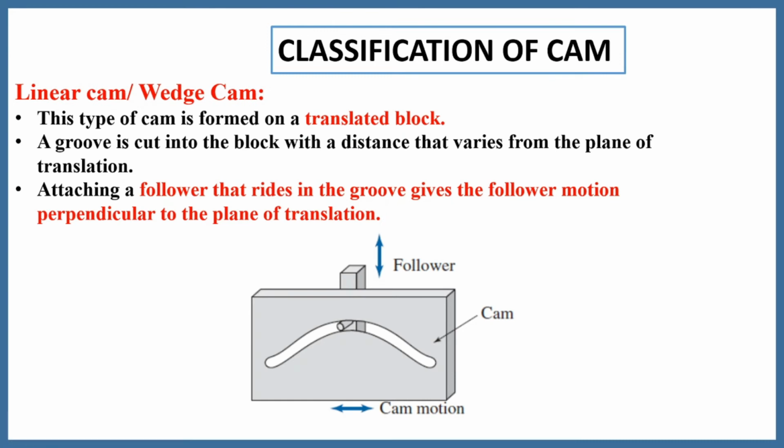Next one is the linear cam. In this linear cam, reciprocating motion is converted into reciprocating or translating motion. In this case, as the cam reciprocates in the up and down direction, the cam follower moves towards the left or towards the right. With the help of this, you can convert reciprocating motion into reciprocating motion. This is also called the wedge cam or the linear cam.